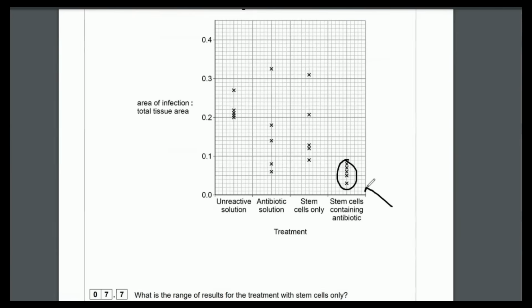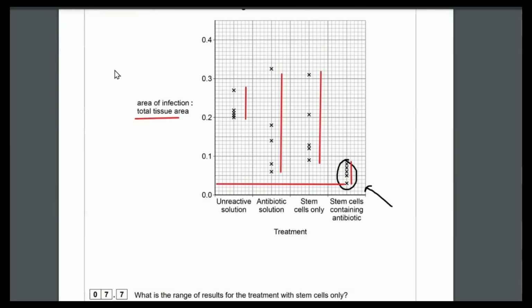And also up on the y-axis, the area of infection, the total amount of infection, this had the smallest area of infection. Look at the range compared to the others. It's a very narrow range, which shows the results were very good. And when we look across here, the area of infected tissue was lowest when we use stem cells with antibiotics. So they're the two good things we can say about it. So let's go and type those in. They're the two best things we can say about this.